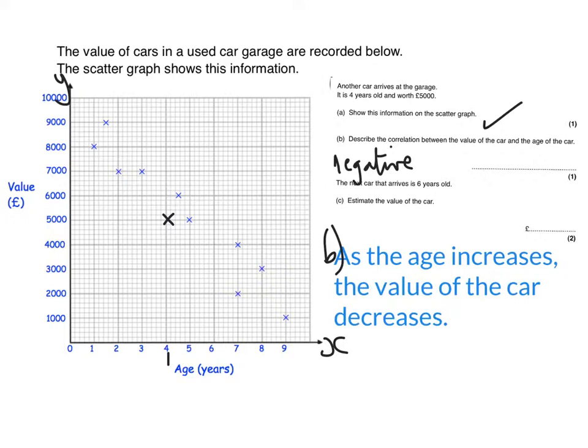Okay, let's look at part C. The next car that arrives is 6 years old. Estimate the value of the car. Now note, this is worth 2 marks, and this is why. They don't tell you, but they're expecting you to draw a line of best fit, and this is why. If I went to 6 years and went up, would I stop there? When would I stop? I don't know how to stop. So what I need to do is draw a line of best fit.